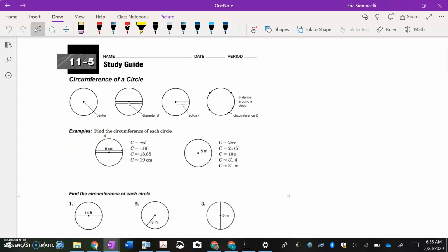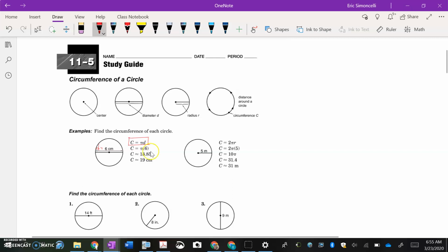Examples: find the circumference of each circle. So here's your circle. You can see here that there is a diameter of 6 centimeters. I'm going to go ahead and highlight that in the picture. d equals 6. So here's the first formula. Circumference C equals pi times diameter. Because we know the diameter is 6, we're going to use that in the equation such that C equals pi times 6.